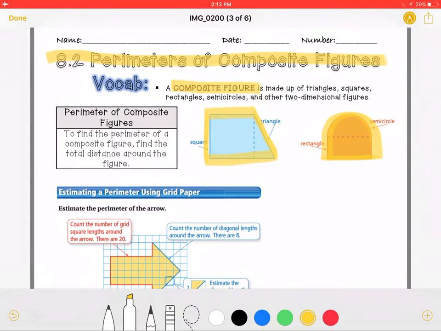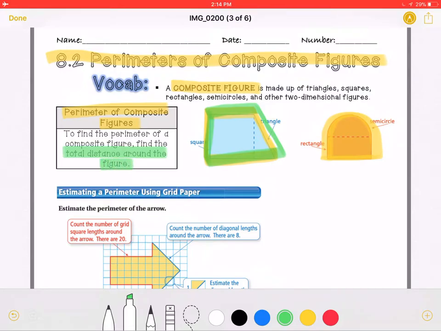We're going to focus on finding the perimeter of composite figures. Remember, perimeter is the outer edge. It's almost like putting up a fence around your yard. Perimeter is the outside, just lining it up. Like if I were to put a fence around this shape, I just want to go around the outside. I wouldn't want any inside. That's area. So to find the perimeter of a composite figure, we're going to find the total distance around the figure.